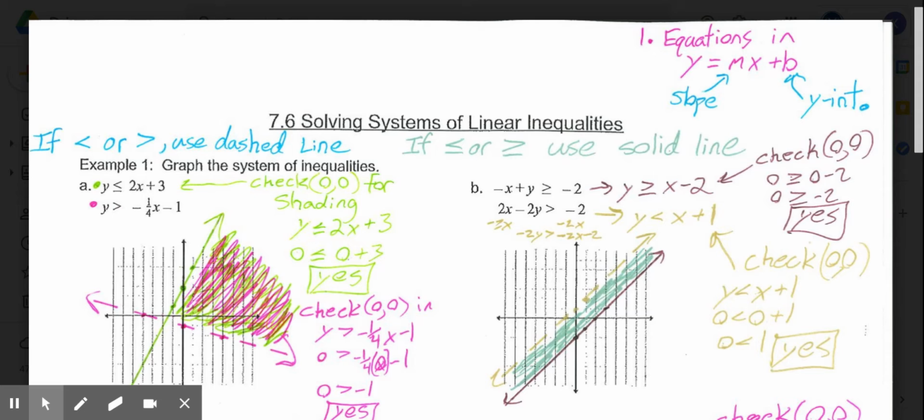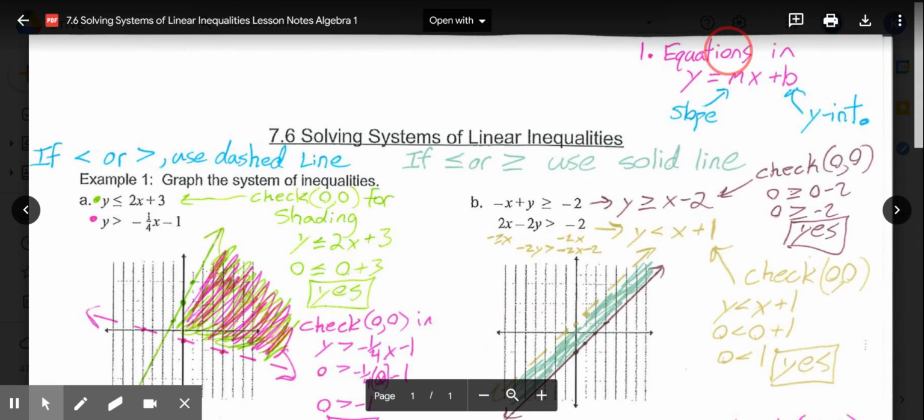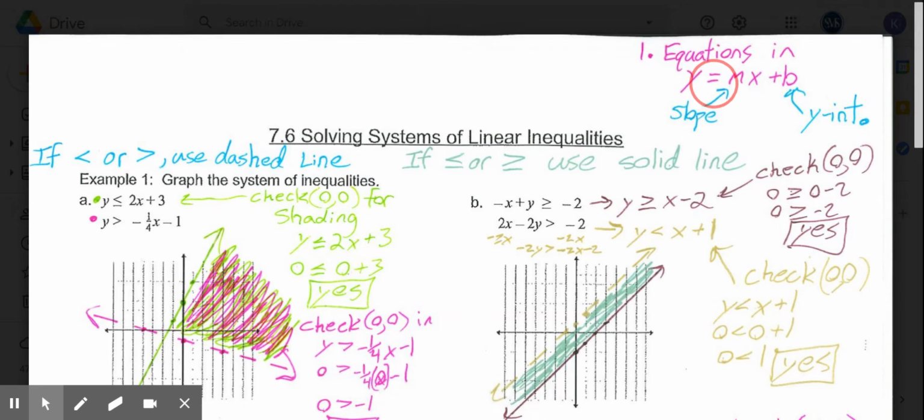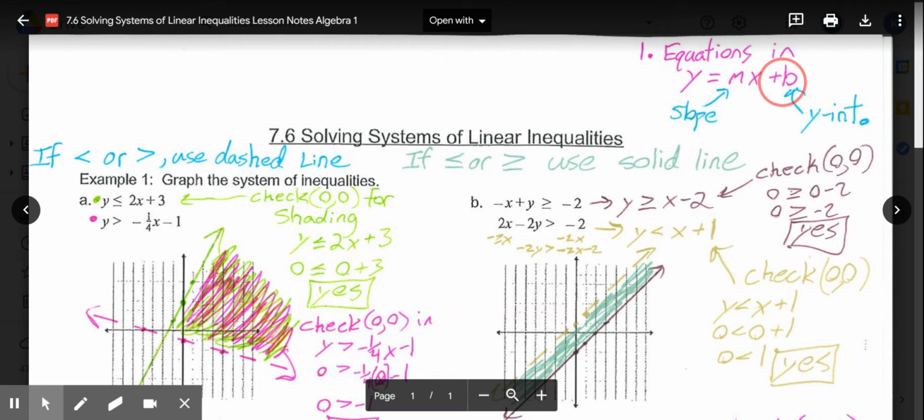And before we do any graphing, you want to make sure your equations are in slope-intercept form, which is typically y equals mx plus b. M is always the slope, b is always the y-intercept. But again, for inequalities, it's the same equation setup, but instead of the equals, we would have our inequality symbol. So the first thing on all problems that you want to do is make sure we're in slope-intercept form.